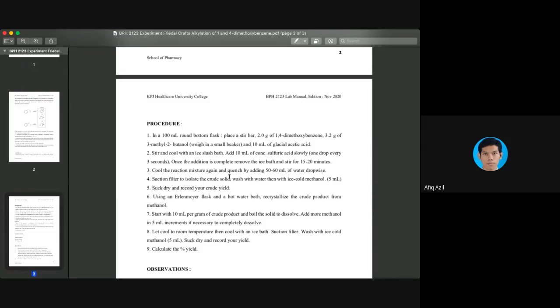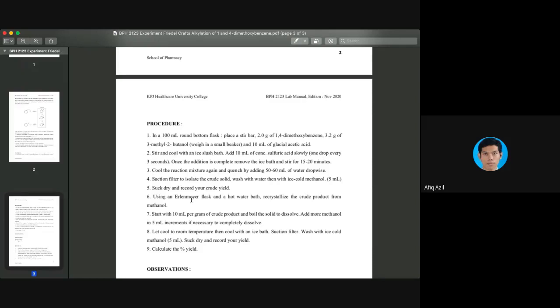Once you have filtered, you will get the crude product, or raw product. That will be recrystallized again. As with all synthesis experiments, you need to recrystallize. This time, you have to recrystallize with methanol. How much methanol you add is, as I said in the previous reaction, just enough so that you can dissolve the crude product that you obtained.